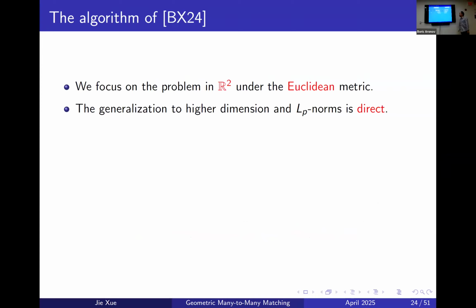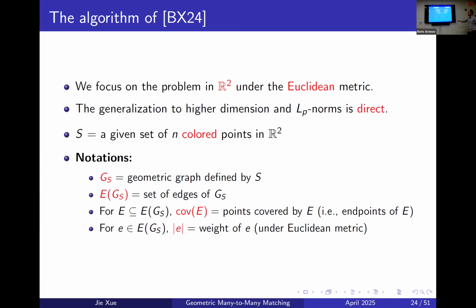Okay, now let's briefly discuss the first algorithm. Let's focus on the plane case with the Euclidean metric. The generalization is not too difficult. Let me introduce some notation. We have S, the set of colored points in the plane. Let's use G_S to denote the geometric graph defined by S. E(G_S) is the set of edges of G_S.